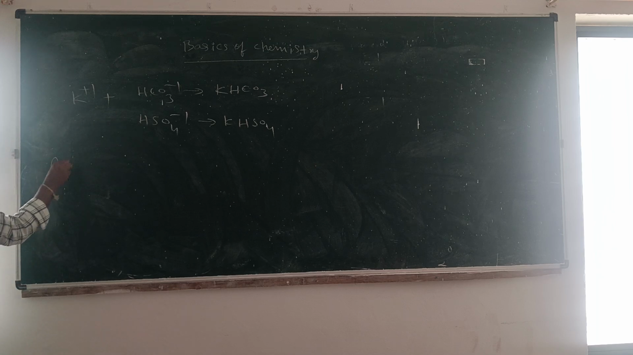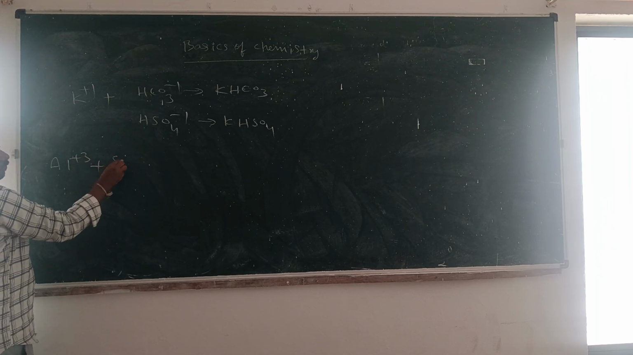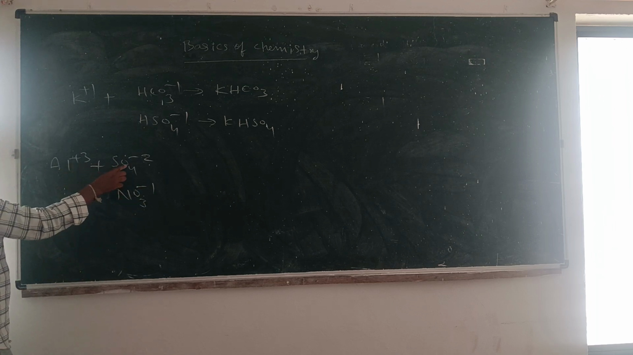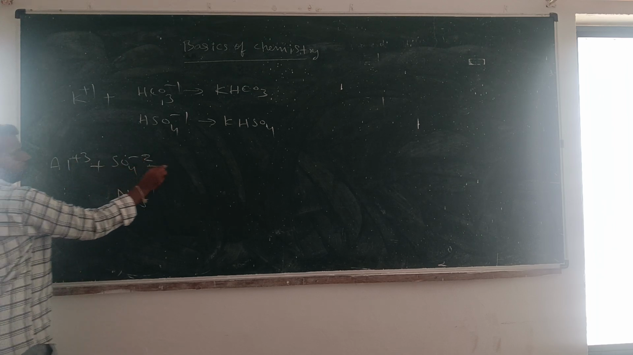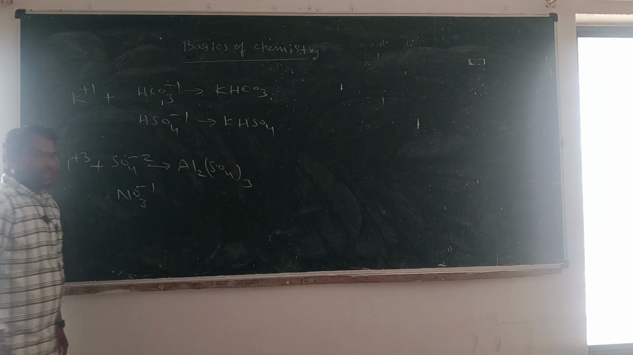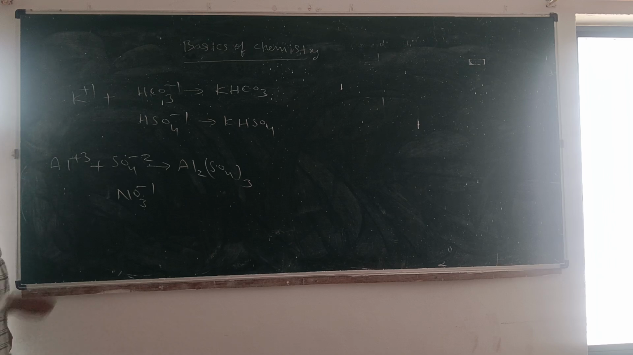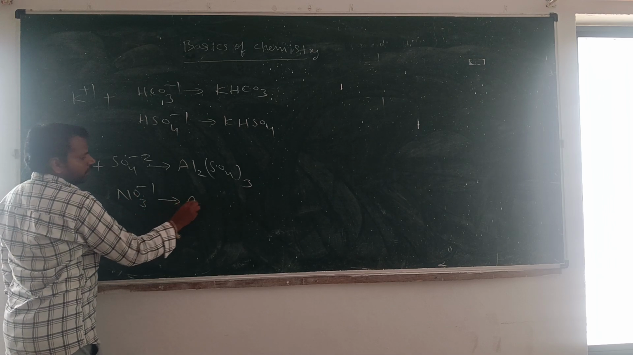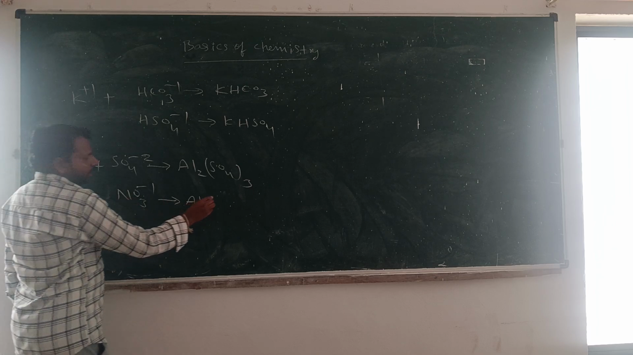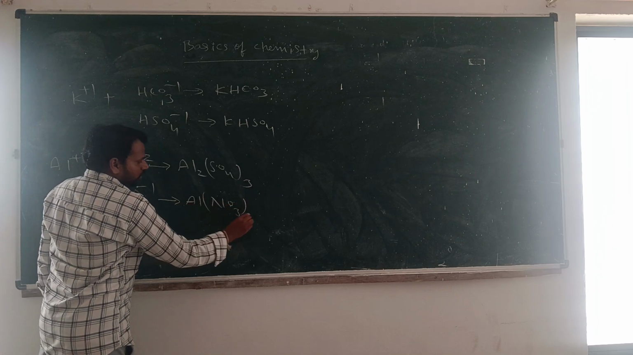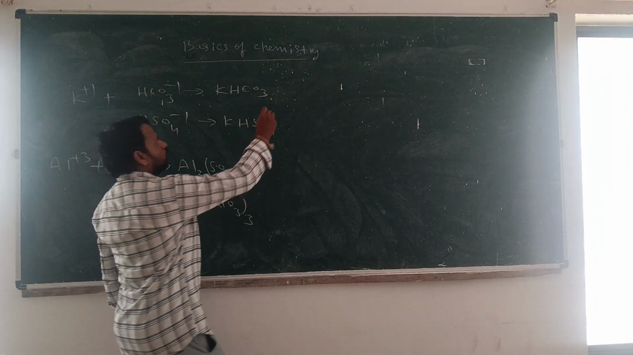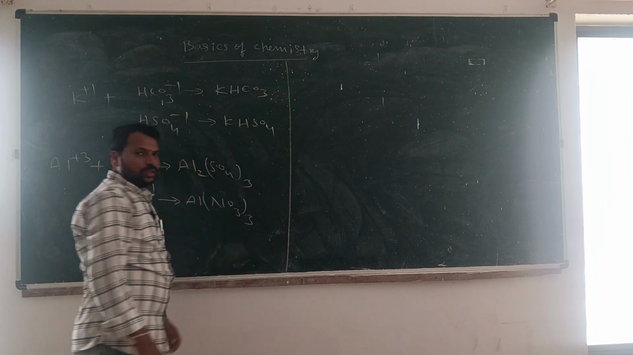Suppose I am writing Al3+ with SO4 minus 2 and NO3 minus 1. With Al3+ and SO4 minus 2, the 2 comes to this side and the 3 comes to this side, so we write Al2(SO4)3, aluminum sulfate. With Al3+ and NO3 minus 1, Al takes 1 and NO3 is taken thrice: Al(NO3)3, aluminum nitrate. These are some formulations of inorganic chemicals.